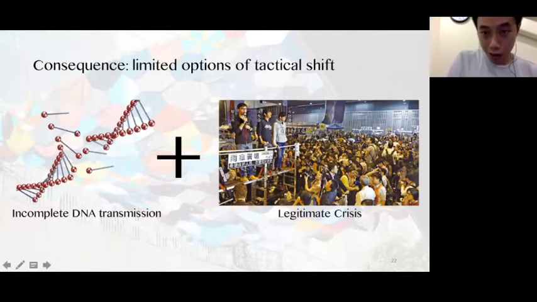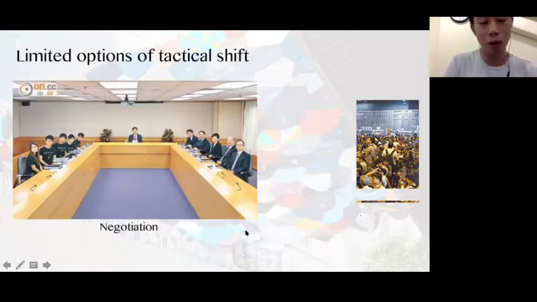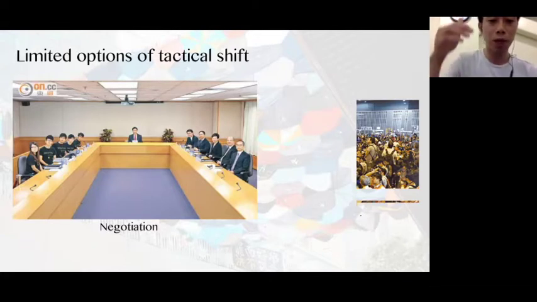So another consequence of having this decentralized momentum is that we were unable to have a lot of options for our tactics. You can see an incomplete DNA transmission and also a legitimacy crisis. It limits the feasibility of the movement. And I would say this is one of the biggest obstacles for organizers of decentralized movements. We tried several ways to shift our tactics from just occupations to another level.